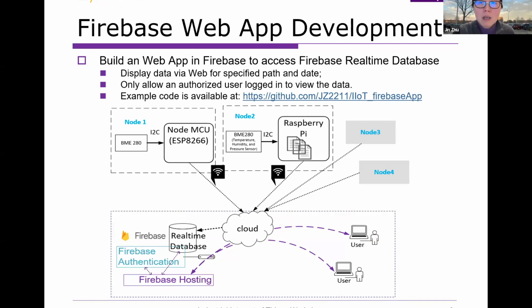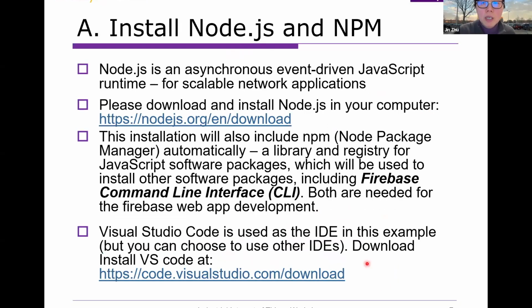There are several things before we continue. We have to install a few pieces of software. The first thing is that we have to install Node.js. As I mentioned, for this part, the Firebase hosting part, the front-end programming uses JavaScript. So we're going to install Node.js, an asynchronous event-driven JavaScript runtime.